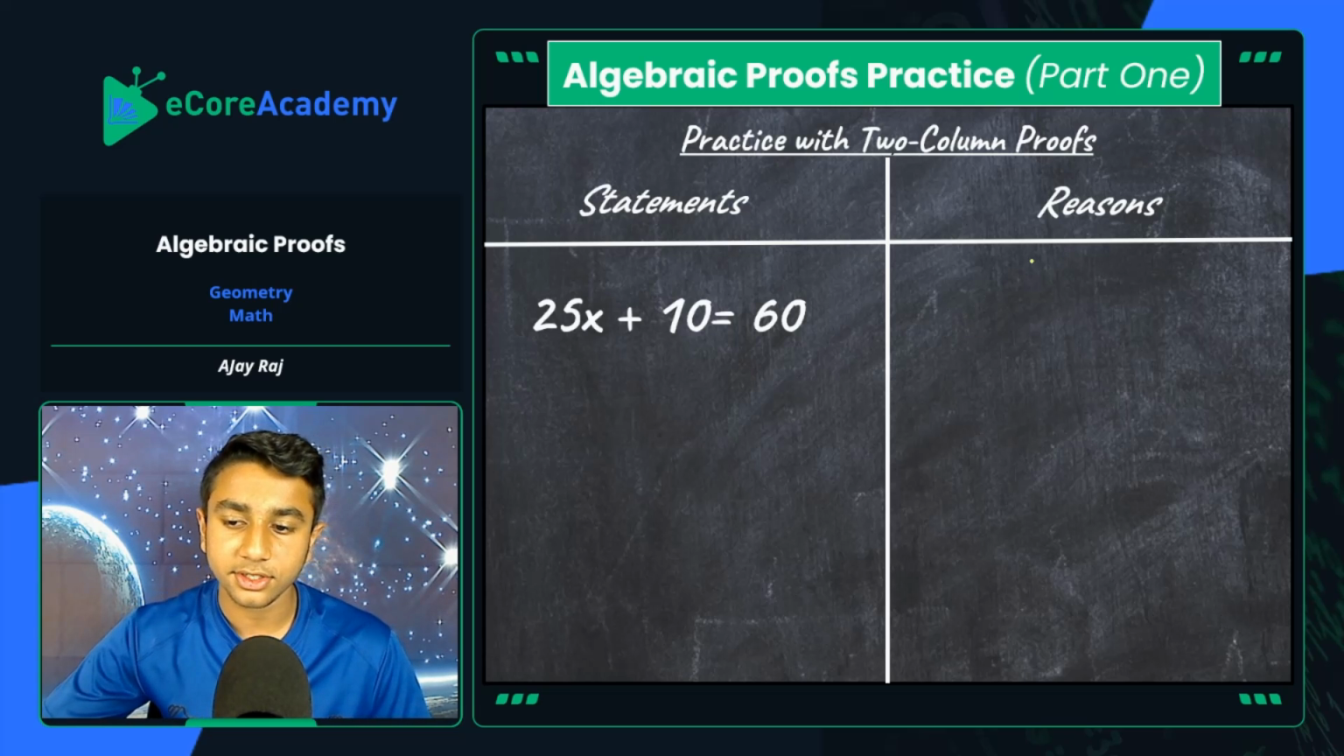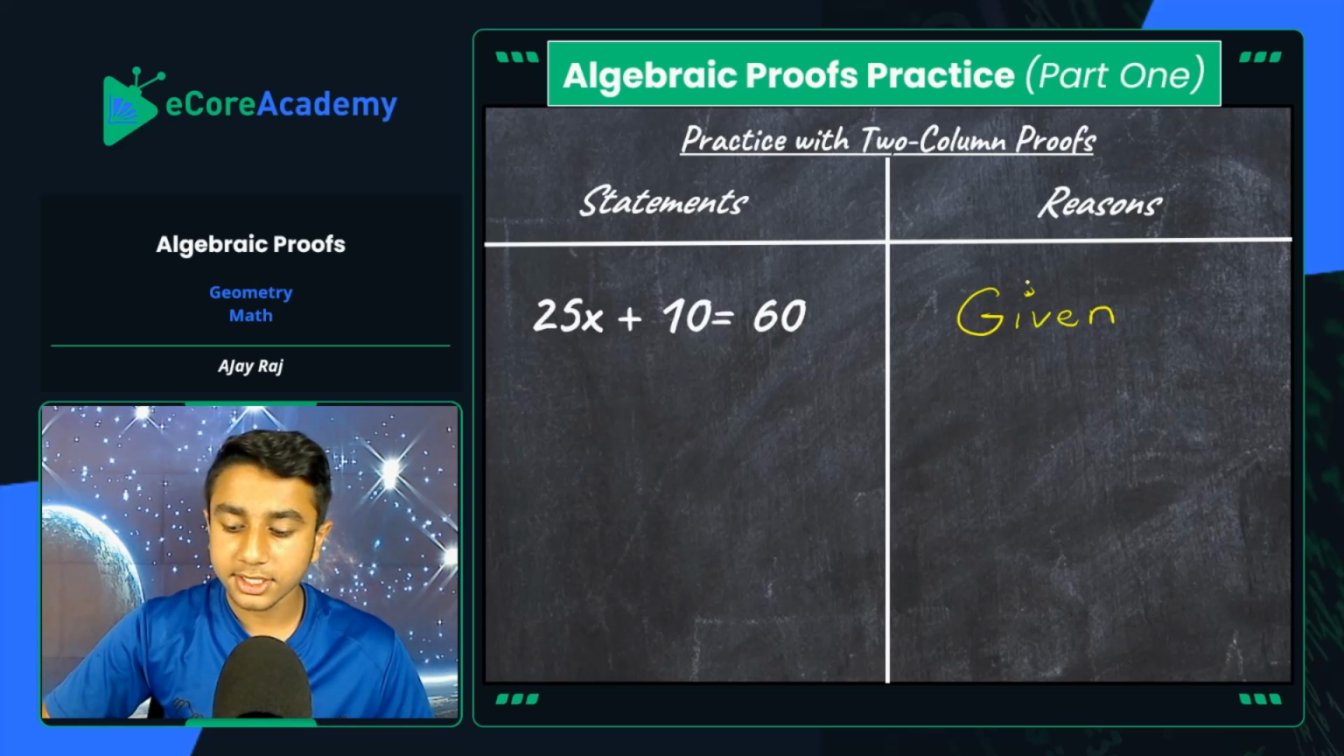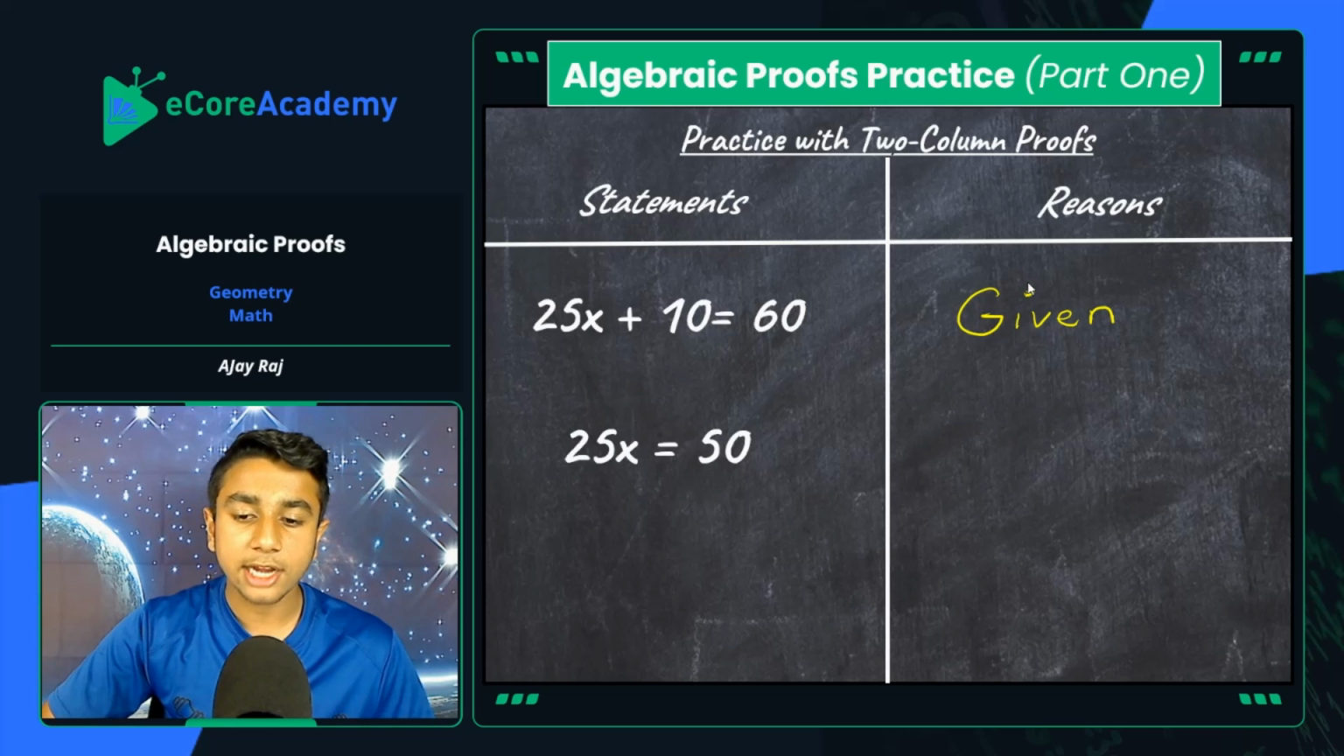So I'm going to write given, since this is the problem. Whenever you're given a problem and you're just restating it in a two-column proof, you're just going to write for the reason given, because it's what's given to you already. So you don't have to prove that. The next step of the equation is 25x equals 50. As you can see here in this equation, we lost the 10. So what we did was we subtracted 10 from each side of the equation to try and maintain equality and simplify it even further.